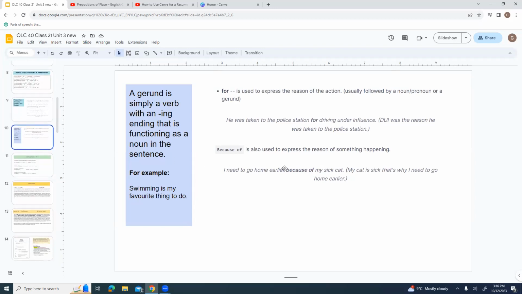So I wanted to point out because of can be used, because by itself just wouldn't be used there. I need to go home earlier because my sick cat is going to the doctor's would work, but not just because of my sick cat, because my sick cat.